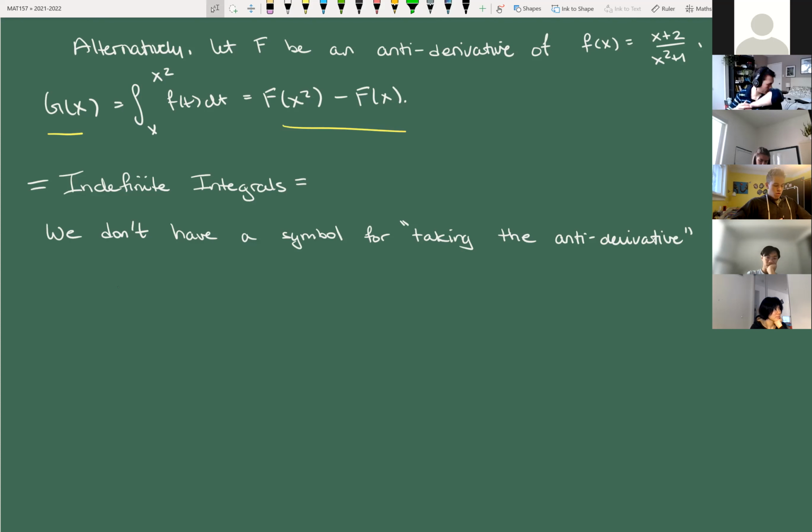So we don't have a symbol for taking the antiderivative. But more importantly, there's no such thing as the antiderivative, right? There's no unique antiderivative to a function. There are, in fact, an entire set of possible antiderivatives, right? And moreover, there is no unique antiderivative.